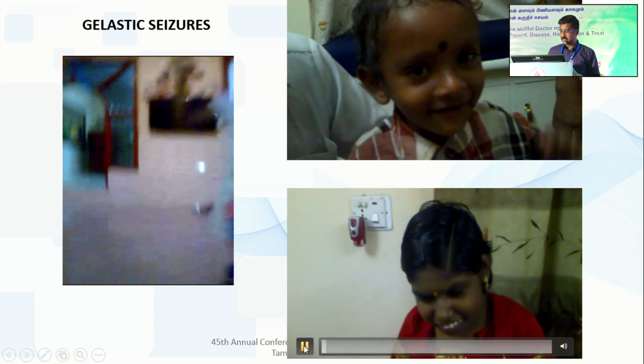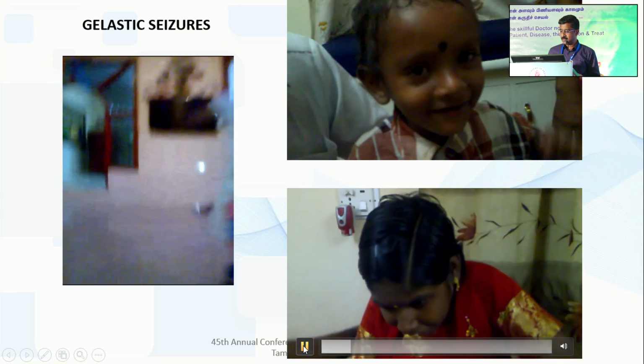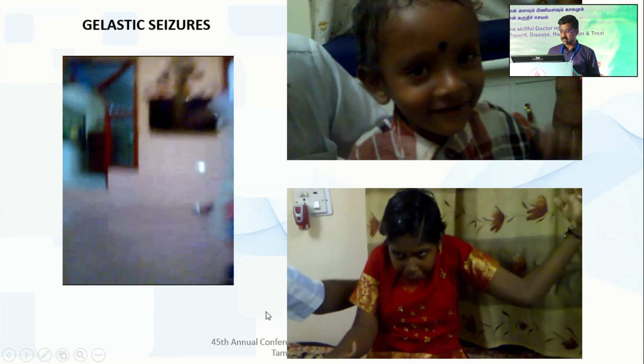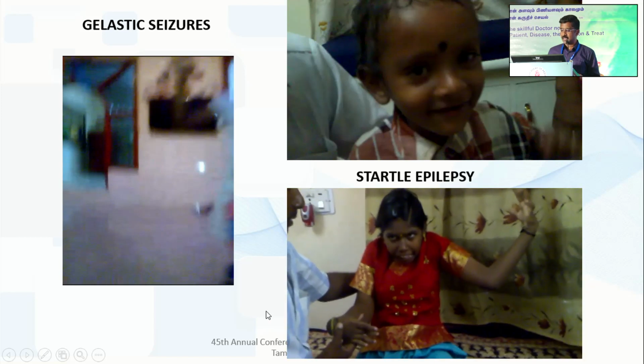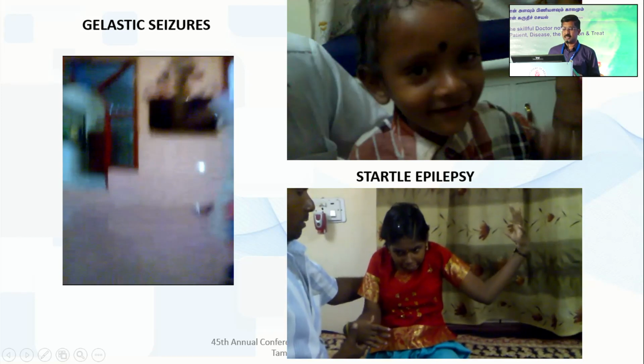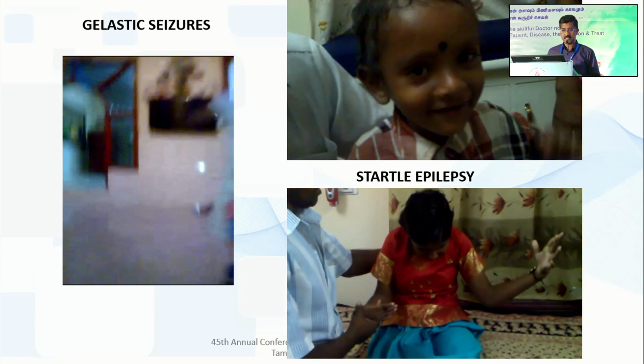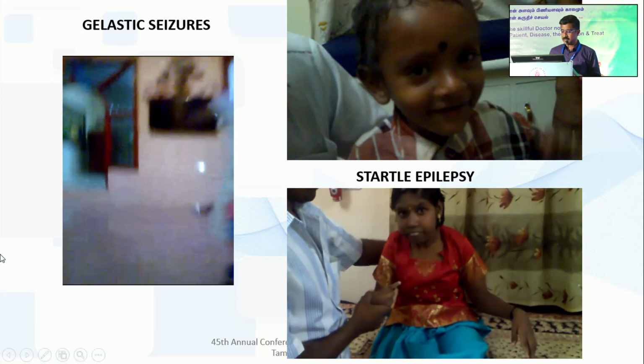This is another special type. Any minimal noise will precipitate seizures in these children. This is called startle epilepsy, which occurs only in severely brain-damaged children following HIE, very notorious and resistant to your anticonvulsants.